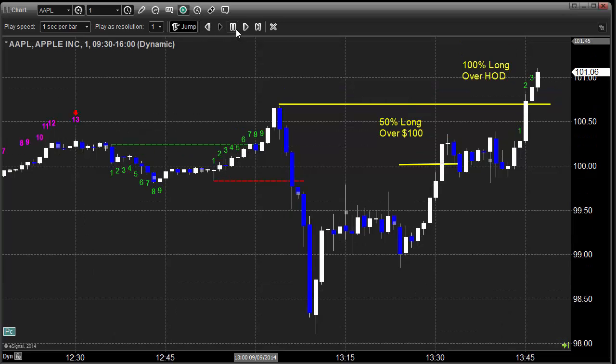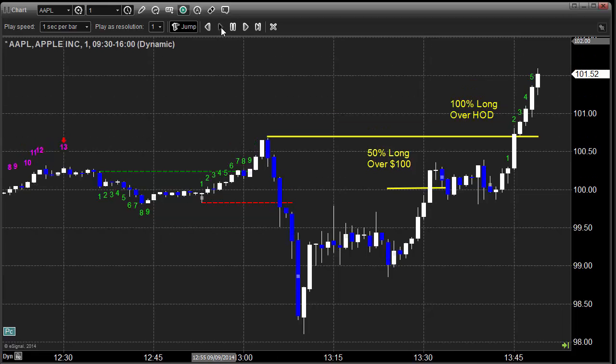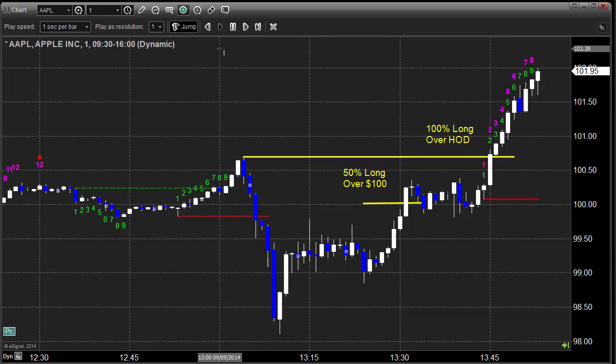Now you can see that we are now penetrating the previous high of the day. Once we went through the previous high of the day, now we're long a 100% position with a pretty good average cost. That's going to be defendable. We're a little bit worried about that sweep above the initial high and pulling back, but we didn't get that. We got a pretty linear release.